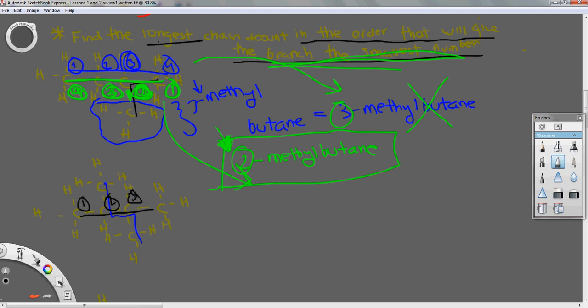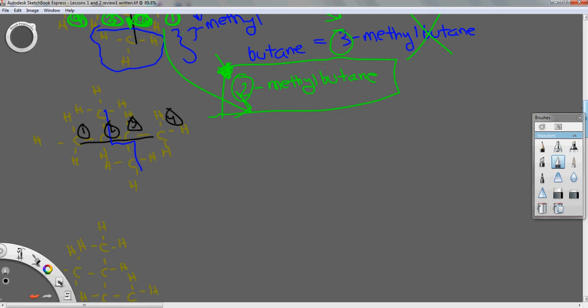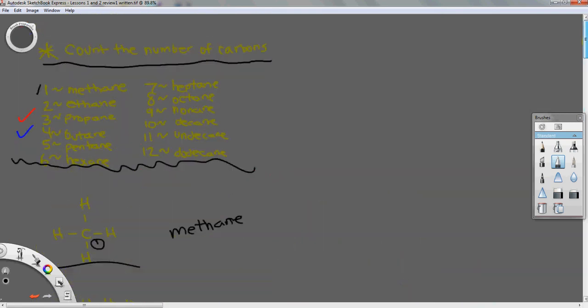1, 2. We're doing this with the black path. If you use the blue one, it will give you the same answer. So it looks like the longest path contains 4 carbons. Let's go back to the list. 4 carbons is butane.